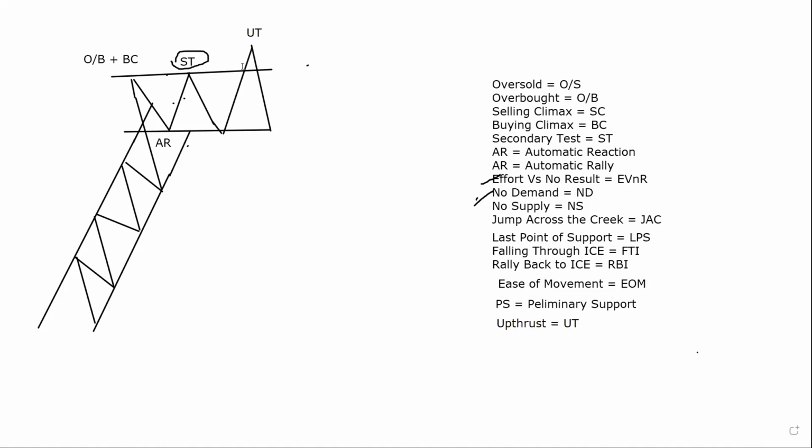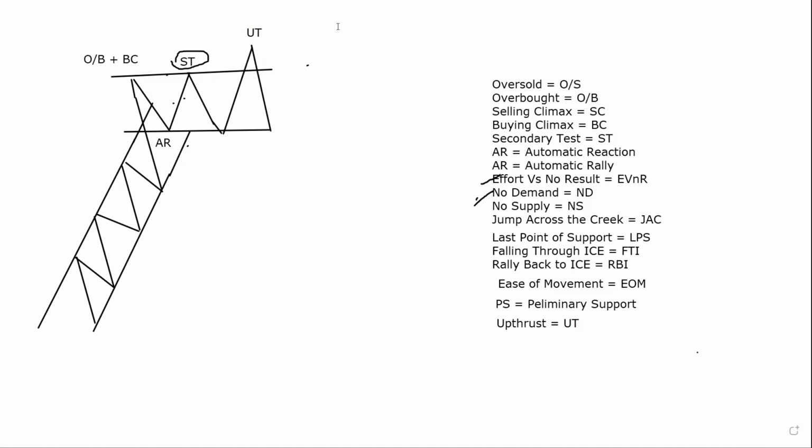Upthrust is the failed attempt. It's a fake breakout to the upside, and then it fails, and the price comes back to the trading range. Upthrust is similar to overbought. The only difference between overbought and upthrust is that upthrust is formed in a horizontal range, while overbought is formed in an ascending range. They have very similar characteristics. When we have a fake breakout to the upside and then it goes back down to the trading range, we call it upthrust.